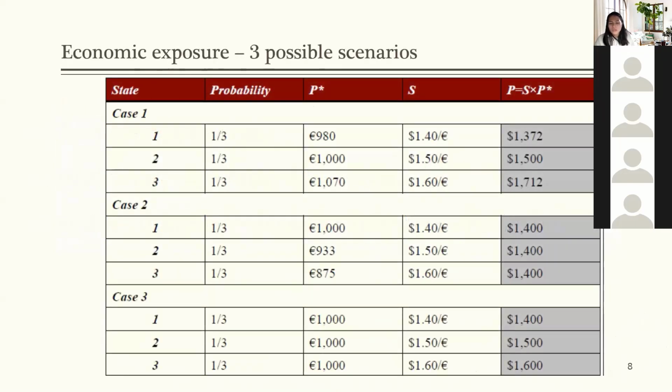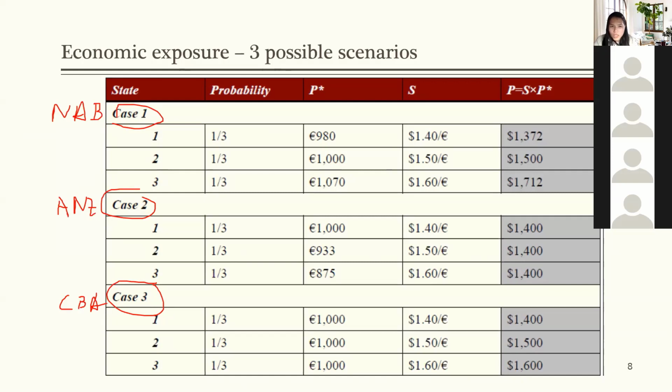All right. So let me give you a few examples of how different companies might be exposed to economic exposure differently. So we have 3 different scenarios here, case 1, case 2, and case 3. Let's say these are 3 different companies, okay? I'm just going to use the banks as our example. In this case, CBA.